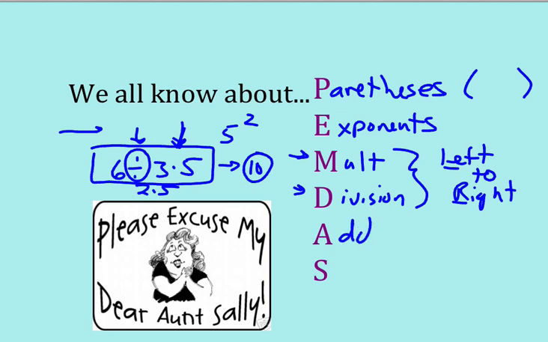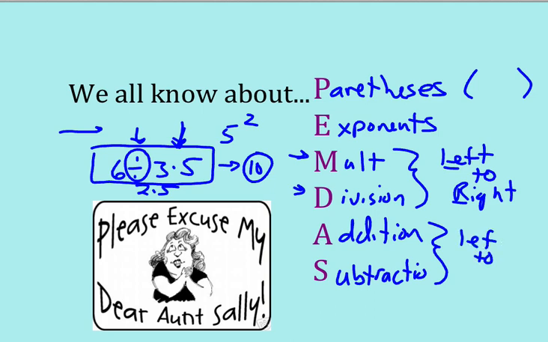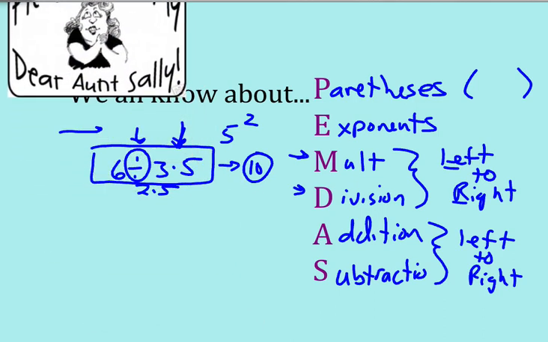Addition and subtraction, it's the same thing. They're equally important when it comes to order. So you do whichever one comes first, left to right. So we got PEMDAS. Please excuse my dear Aunt Sally, it's the same thing.